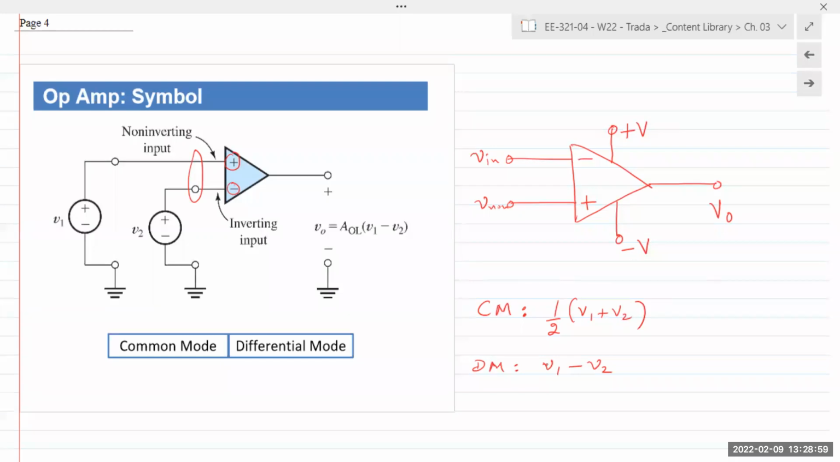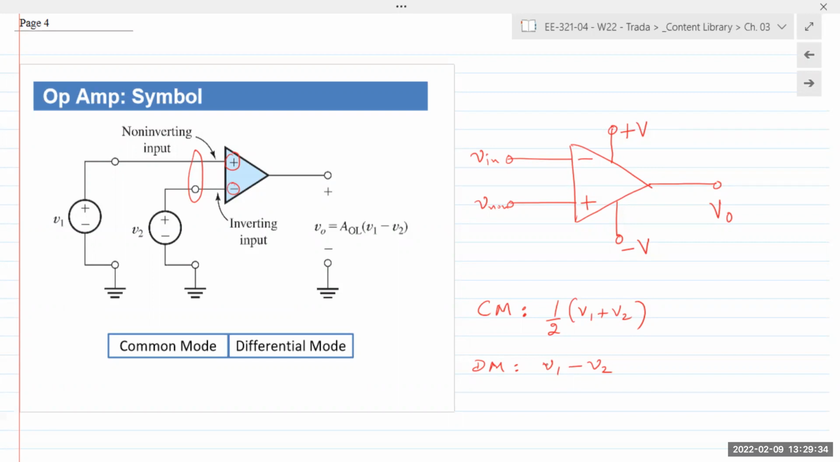No, that's going into the op amp, not the output. It's still just going into the op amp. So we have two inputs, right? This is what the op amp sees. If you have two inputs and both of them are the same, the common mode input is basically going to be the average of the two, so half V1 plus V2. And the differential mode input will be simply V1 minus V2. Sorry, V1 minus V2. Yes.